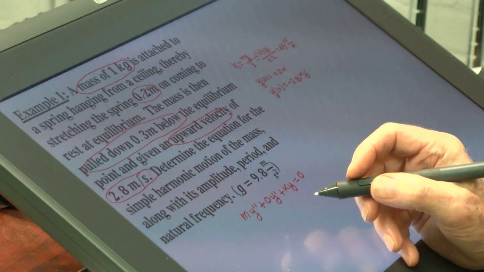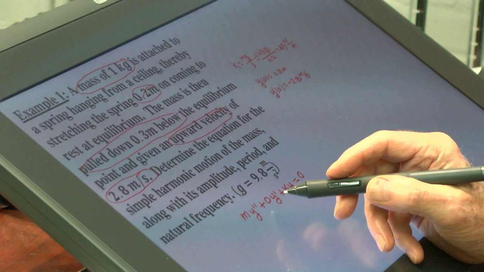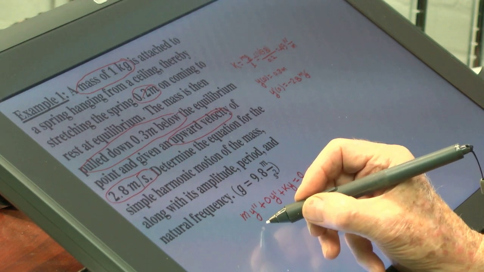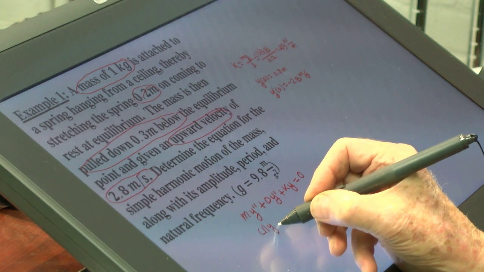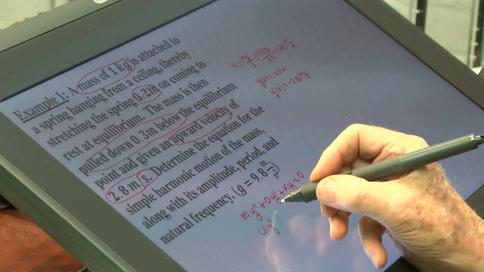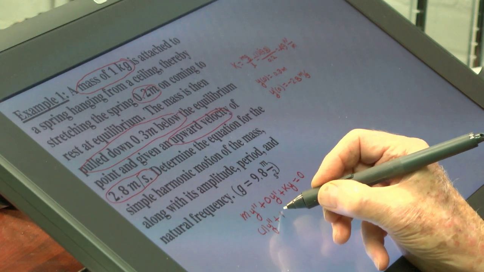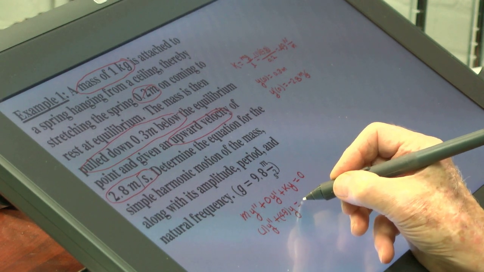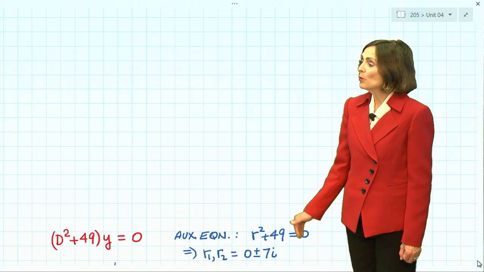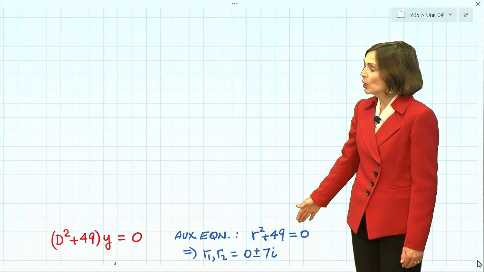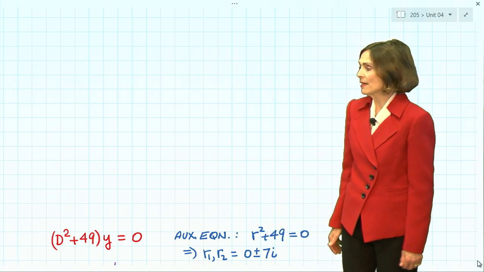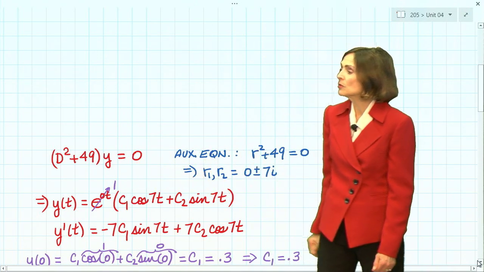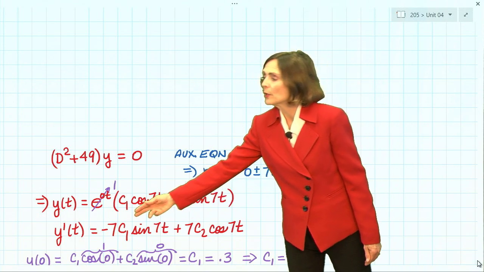So here's our equation, a differential equation that models the motion. We don't have any damping, so we're going to substitute for the mass 1, and for k we're going to substitute 49, and that's equal to 0. We'll solve this by starting with the auxiliary equation, whose roots are 0 plus or minus 7i. So that gives us y of t is c1 cosine 7t plus c2 sine 7t, and the first derivative shown here.